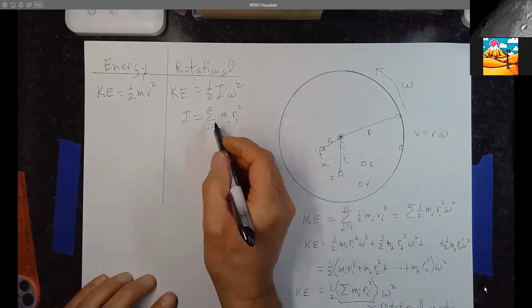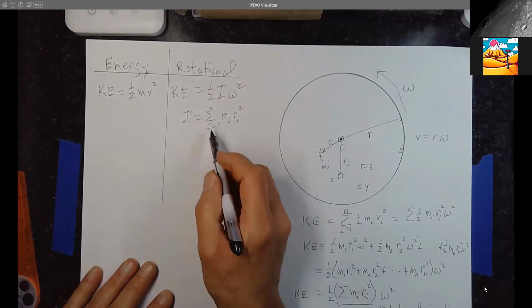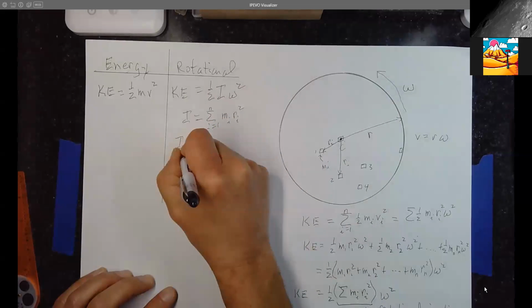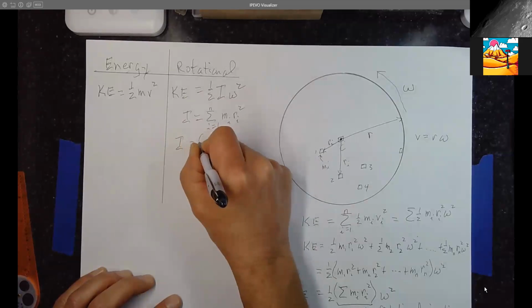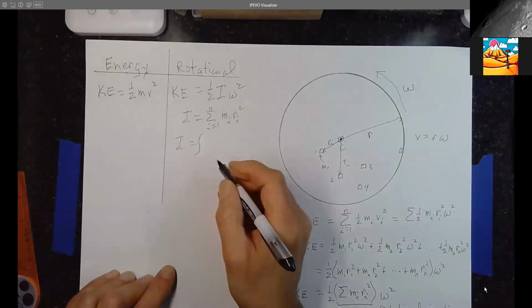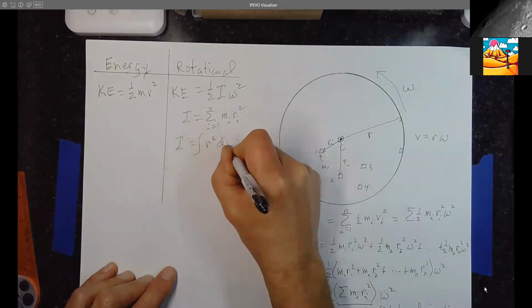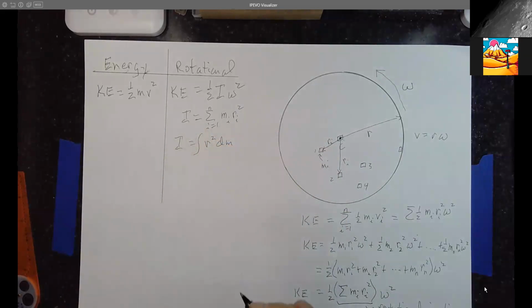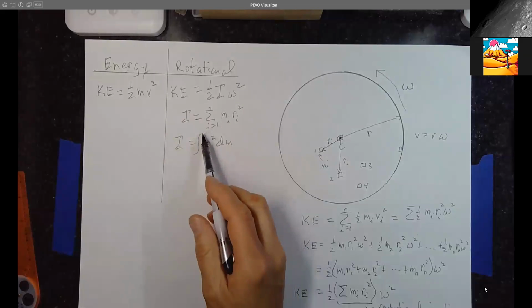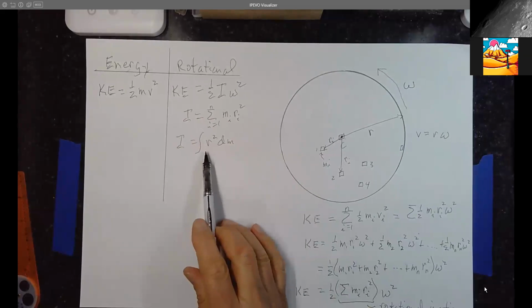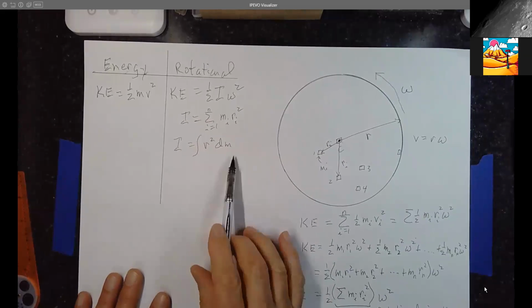Now, a more formal definition of I for when you have a continuous mass distribution is going to look like this. It's the integral over the mass of r squared dm. And if you've had second quarter calculus, you can recognize what this thing is. We don't tend to do a lot of integrals like this in calculus classes.